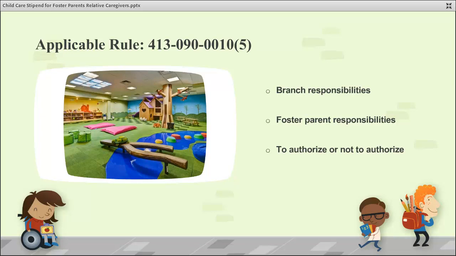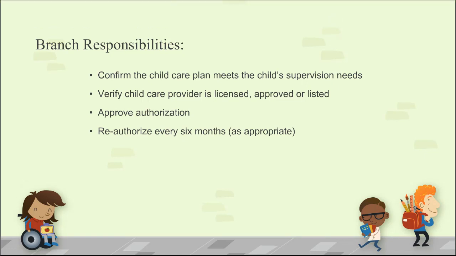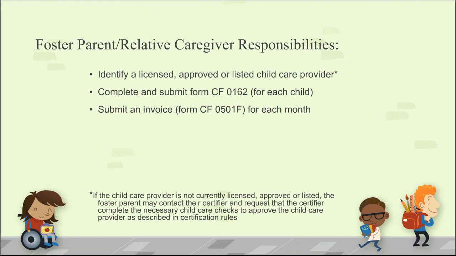So I'm going to be talking now about the responsibilities for the branch, for foster parents, and when we can authorize the payments. So the caseworker for the child must determine that the child care plan meets the supervision needs of the child. And then a designated branch staff need to verify that the child care provider is licensed, approved, or listed, which we will describe in more detail. And then branch staff approve the authorization, and the authorization is then reauthorized each 6 months.